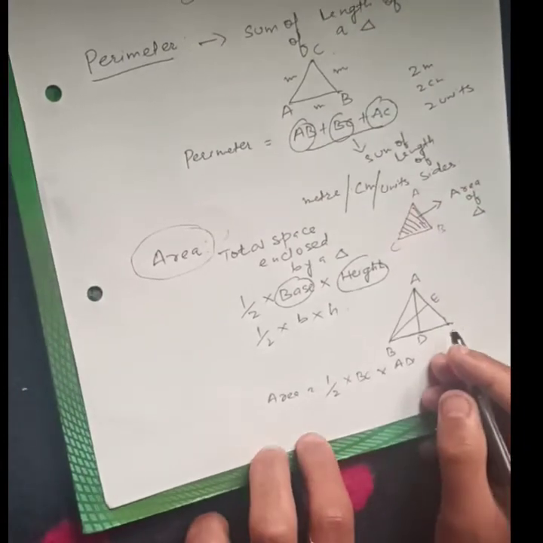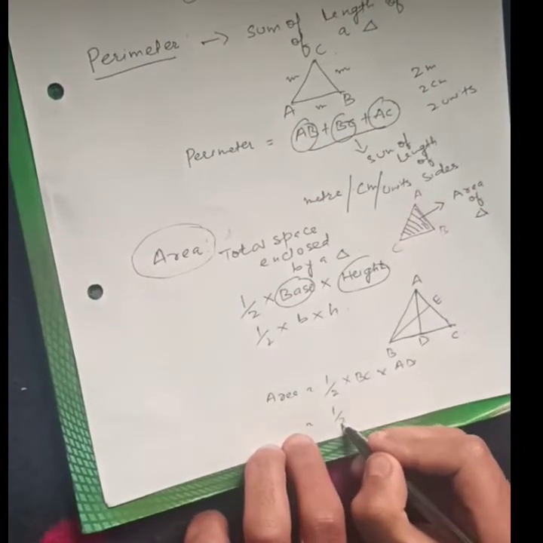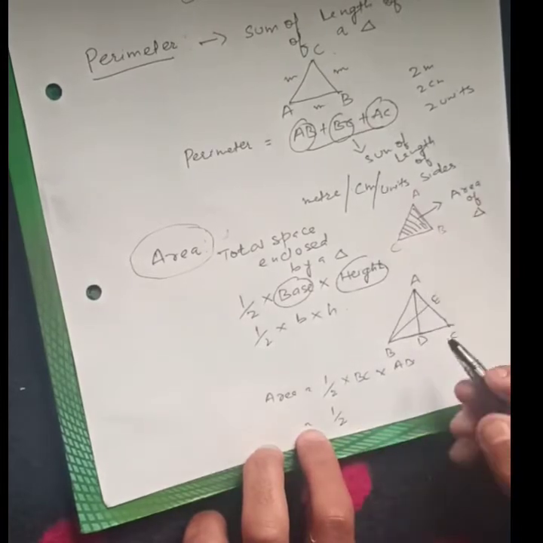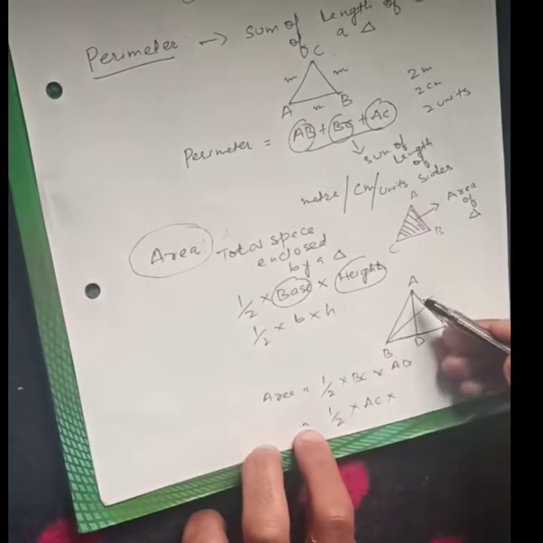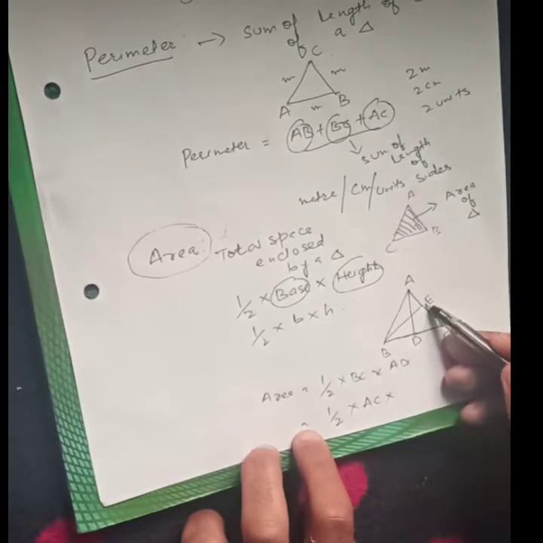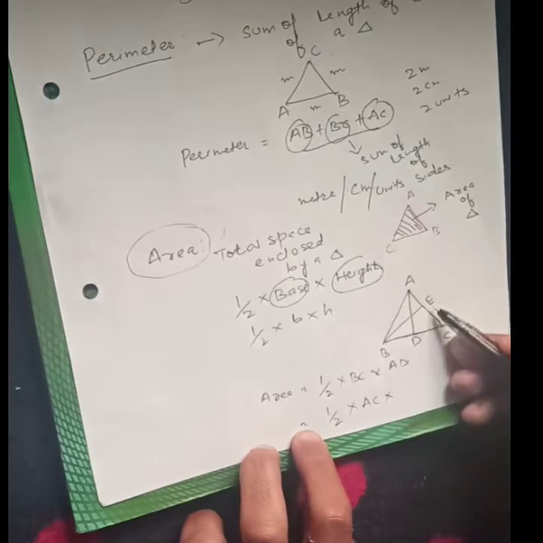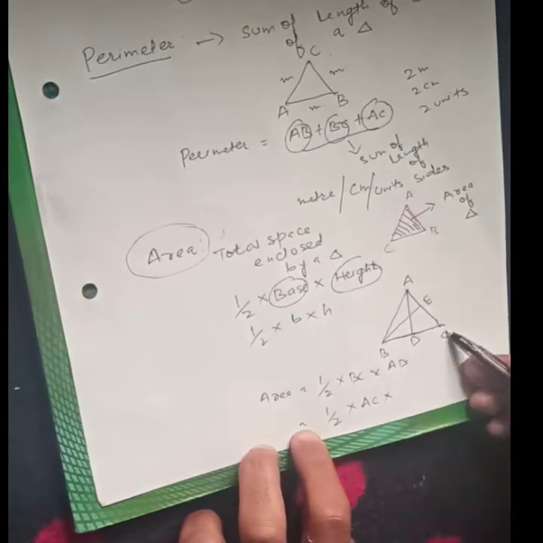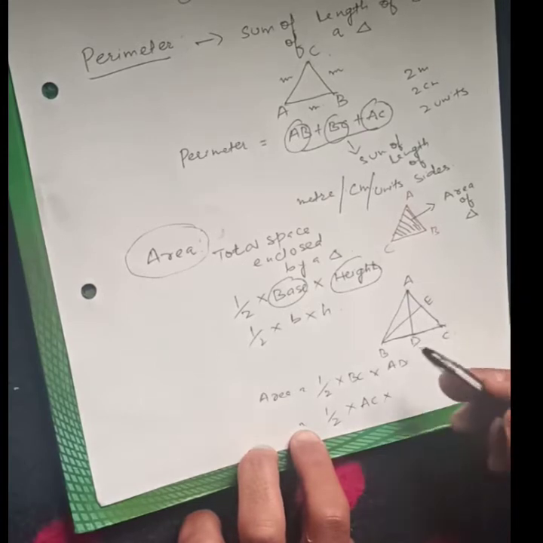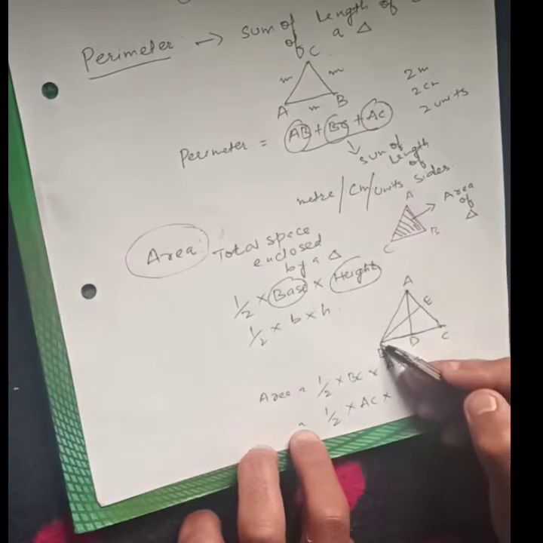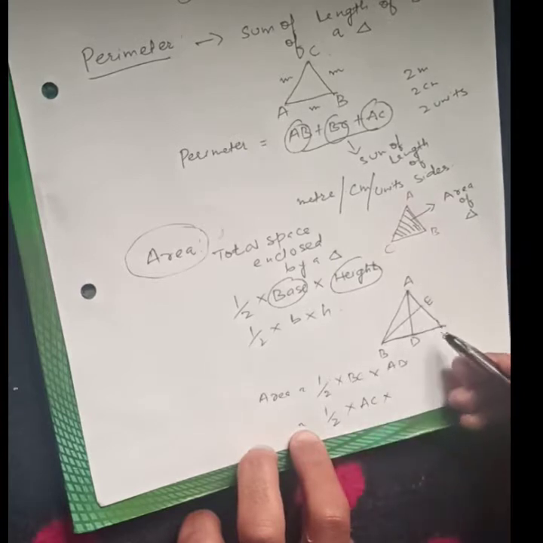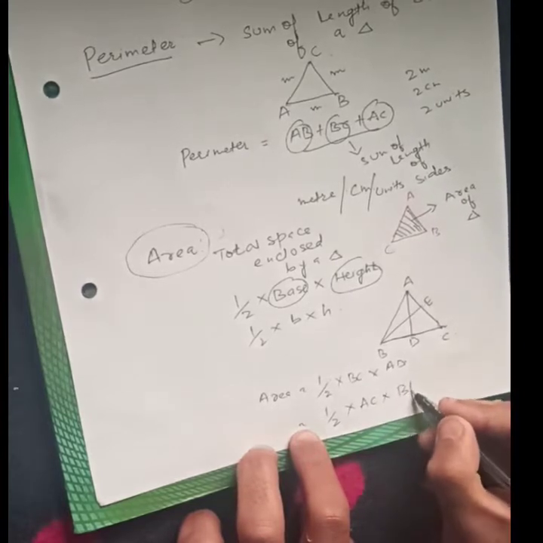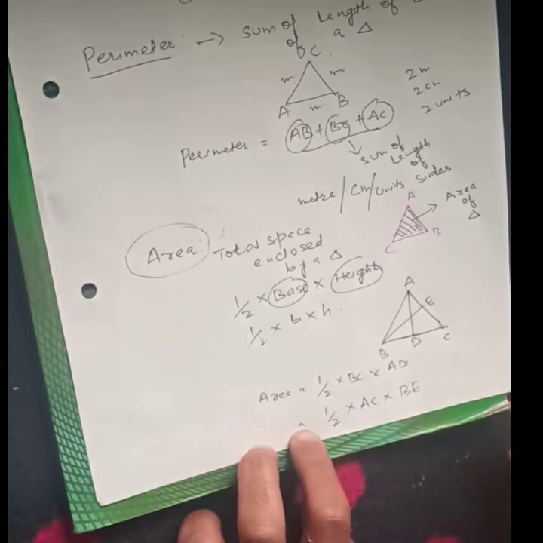So here the area will become 1 by 2 base, now base is AC, into height. Height is not here AD, height is BE, that we draw from opposite vertex on this base. Side AC हमने बेस माना, इस पे हमने एक perpendicular from opposite vertex डाला. That means from B, BE here will become height. So the area will become 1 by 2 base AC into height BE. So this is the area of the triangle.